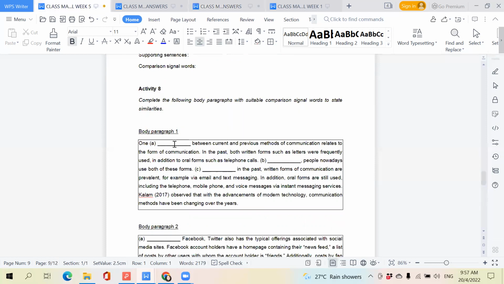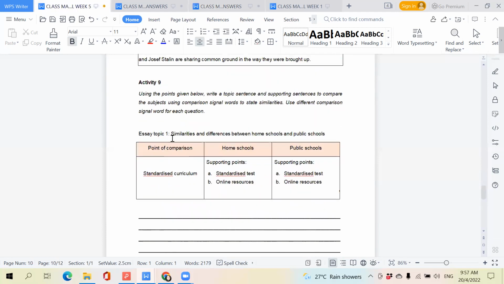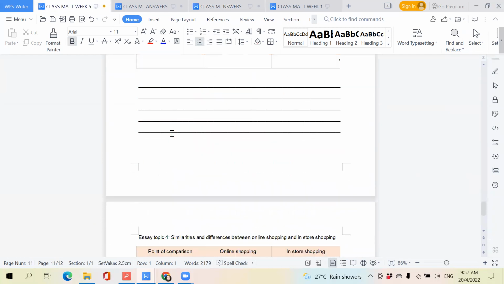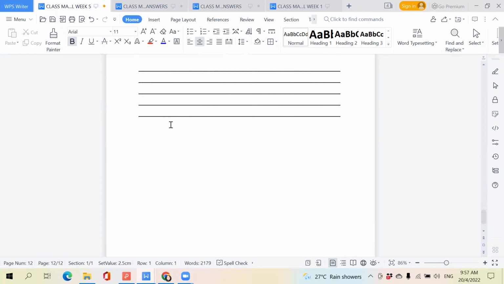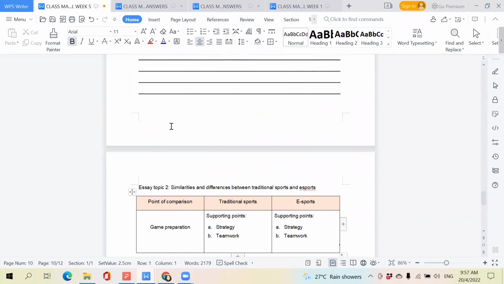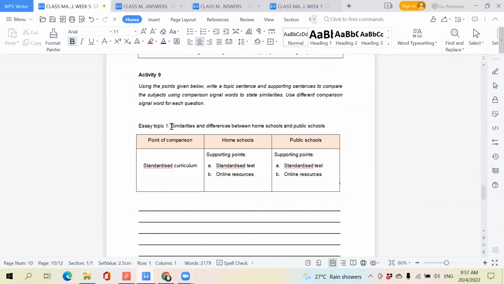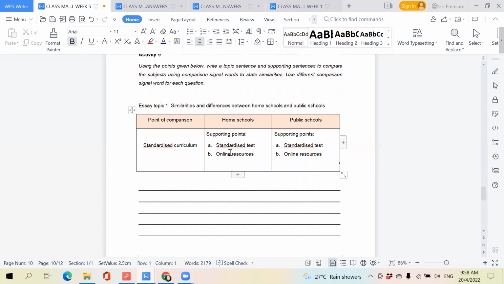So let's see the next activity. Here it wants you to identify. Let's see, activity 9. Using the points given below, write a topic sentence and supporting sentences to compare the subjects using comparison signal words to state the similarities. This one I want you to complete as well, but I'll do the first one for you. So the topic is similarities and differences between home schools and public schools.